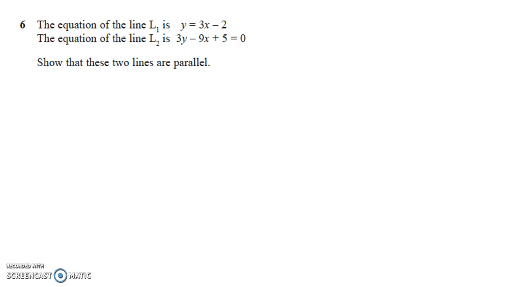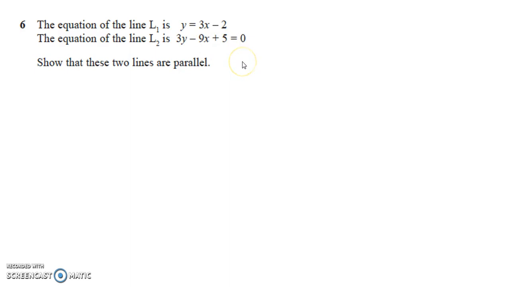Okay, so bit of an interesting question really. They've given us the equations of two straight lines. L1, we can think of that as the first line, and L2 the second line. And they're in different formats, aren't they? They look different. They're set out slightly differently.